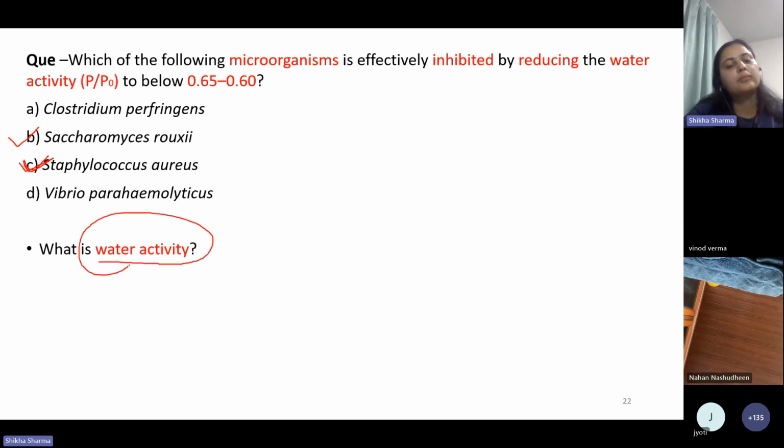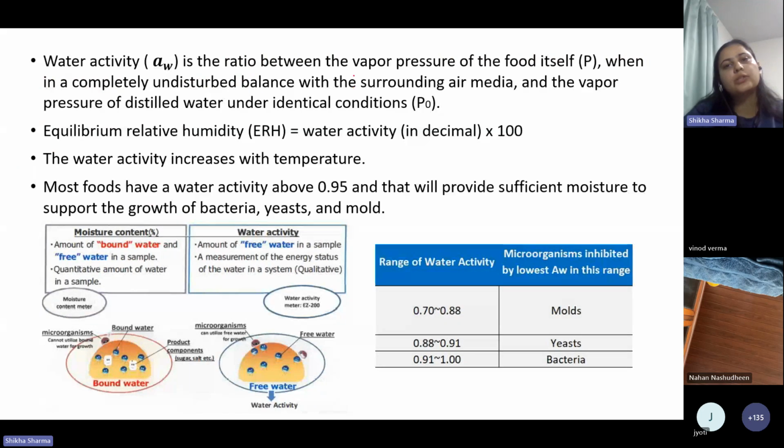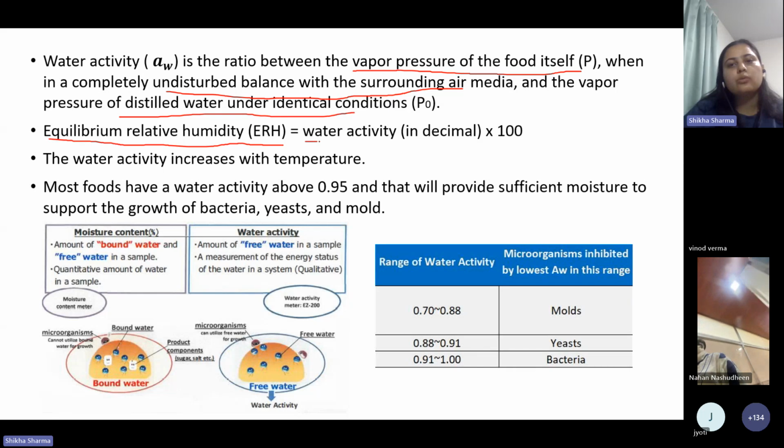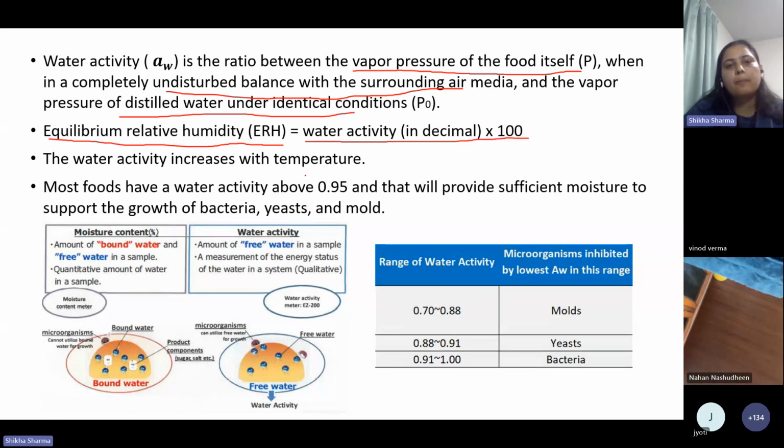What is water activity? We start from water activity. Water activity is basically the ratio P by P naught, the vapor pressure of the food itself when it is completely undisturbed, in a balanced condition with the surrounding atmosphere, to the vapor pressure of pure water in identical conditions. We also talk about equilibrium relative humidity, which equals water activity into 100.